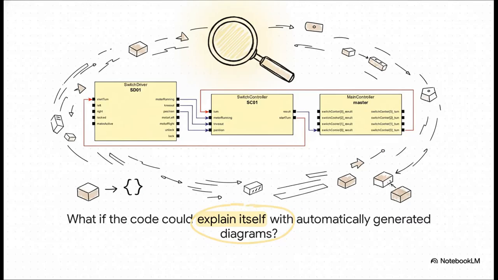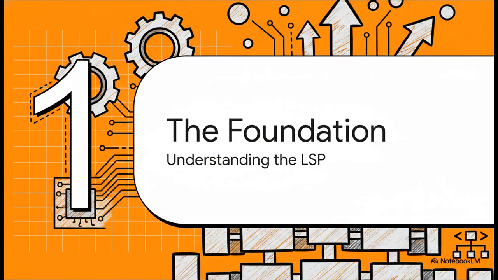But what if you didn't have to do that? I mean, what if the code could just explain itself by generating its own clear interactive diagrams? These are often called transient views, and they give you an instant visual roadmap of the whole system. So how in the world does this magic actually work?